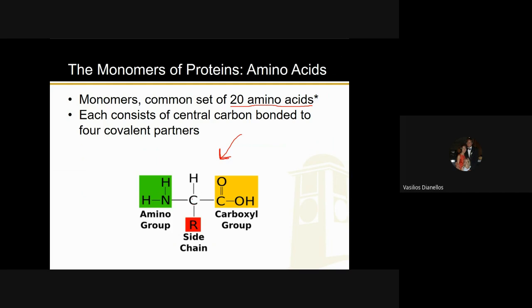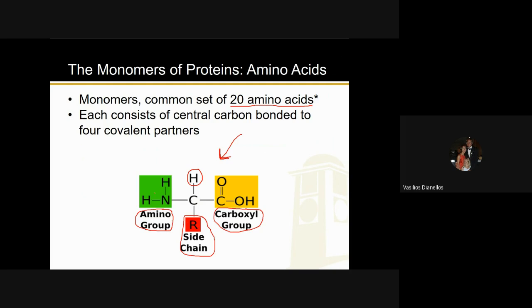So the carbon is always bonded to a hydrogen. It's always bonded to something called an amino group, which should be easy to remember because it's an amino acid. It's also bonded to something called a carboxyl group. And it's also bonded to something called a side chain. So every single one of the 20 amino acids, this is what it's bonded to.